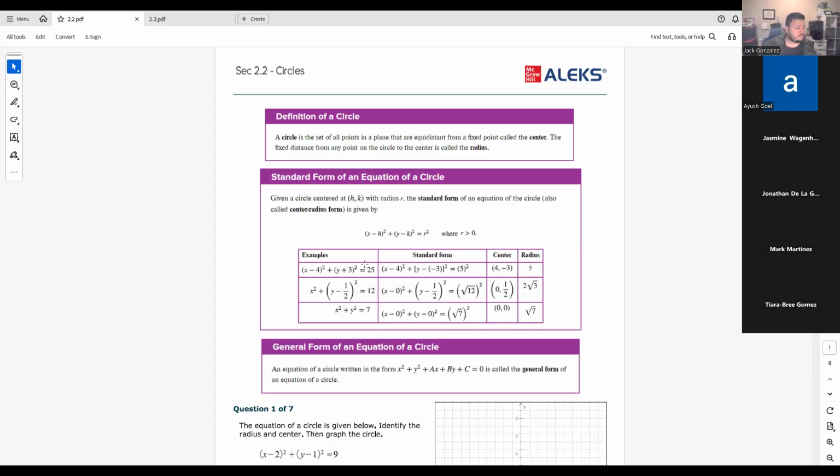And the radius will always be the square root of this number over here. So if it's in this form, you can see right here, r is your radius. r squared is usually how it comes. Okay. So radius is 5, center 4, comma negative 3.